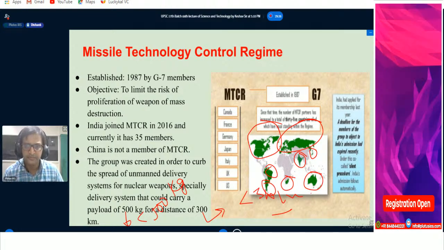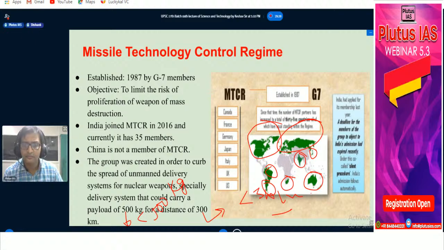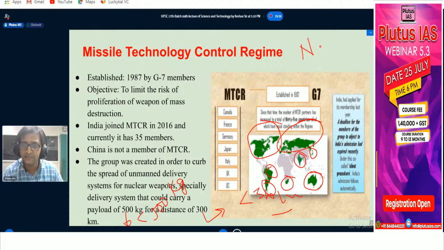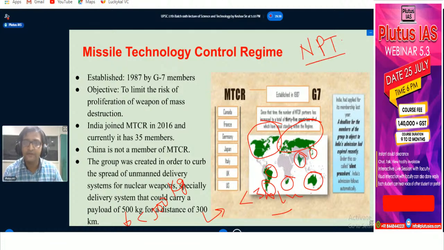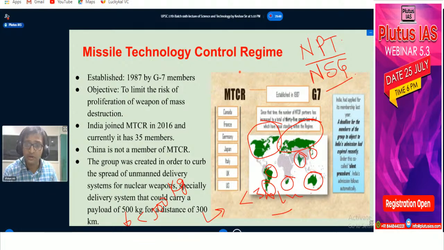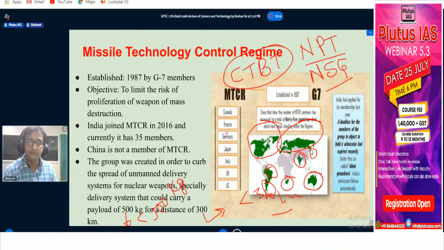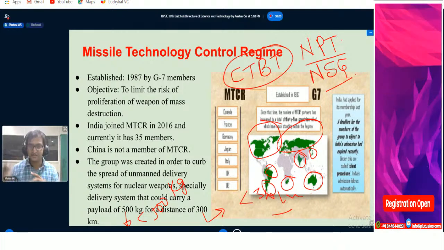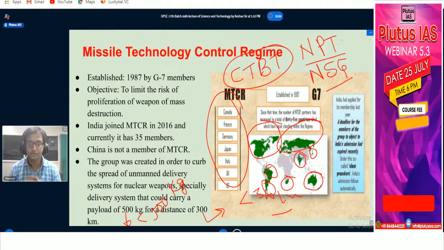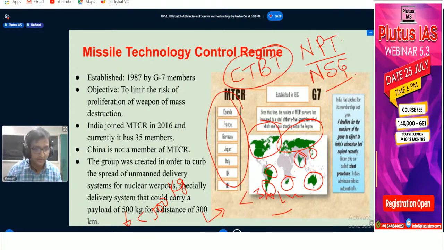Sir, who is the governing body for that? Governing body, there are different treaties there. There is one treaty called NPT, Nuclear Non-Proliferation Treaty. Then we have one group called Nuclear Suppliers Group. Then we also have the Comprehensive Test Ban Treaty, CTBT. So there are various regimes, there are various treaties, there are various sanctions. If any country does, then there will be sanctions from the G7 countries on them. So they can't do. Got my point, Dishank? Yes, sir. Thank you.